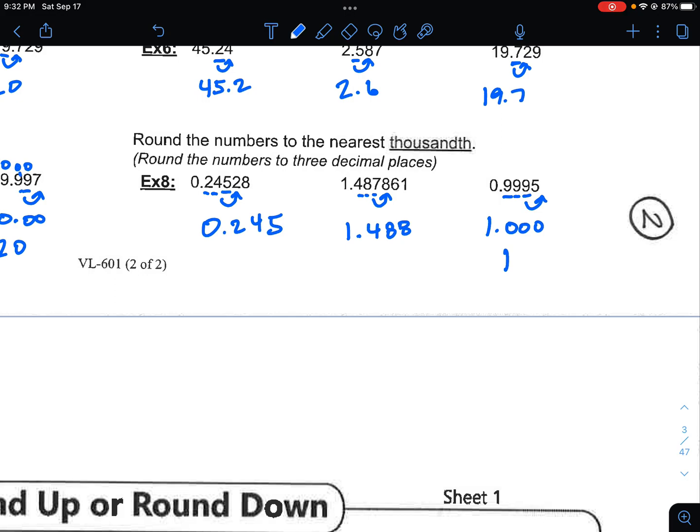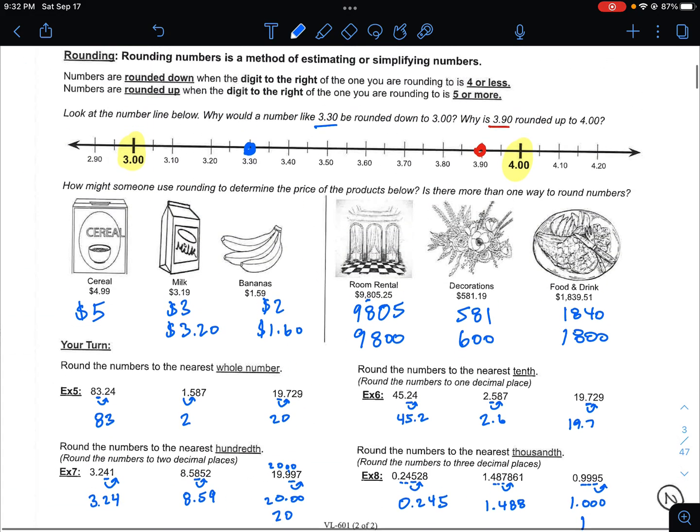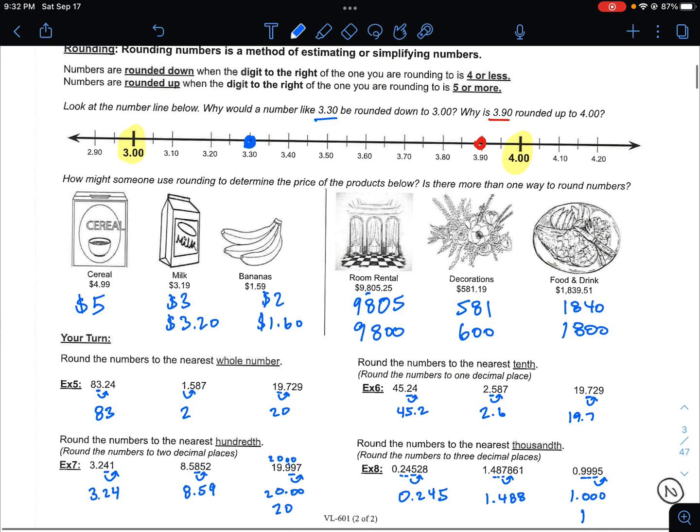All right. So that is place value and rounding. Go ahead and try some problems on your own. Good luck.